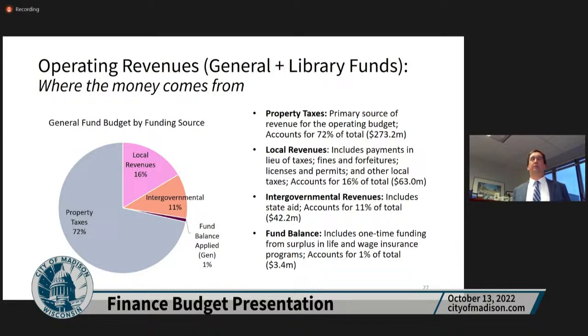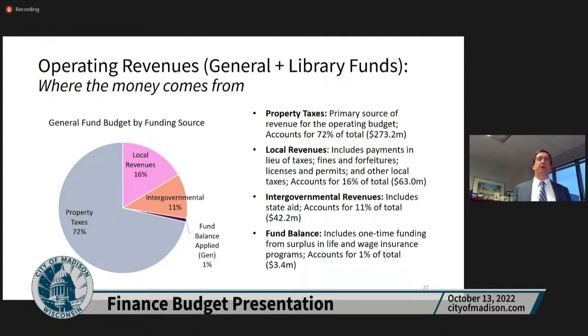30% of room taxes come to the general fund. The other 70% under state law is allocated by the city's room tax commission for tourism marketing and support to Monona Terrace, the Overture Center, and the marketing efforts of Destination Madison.